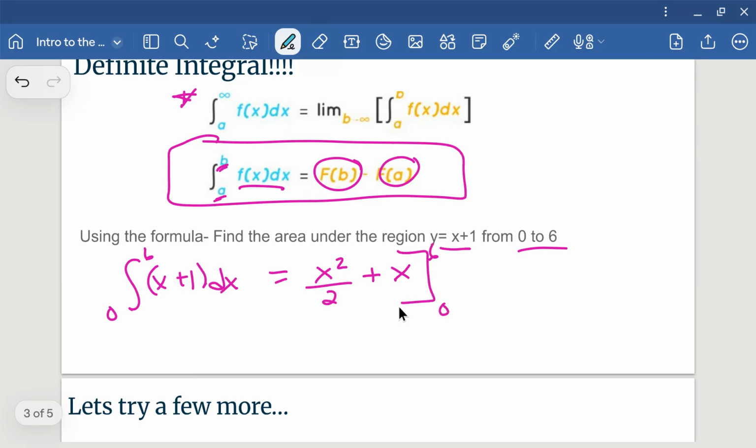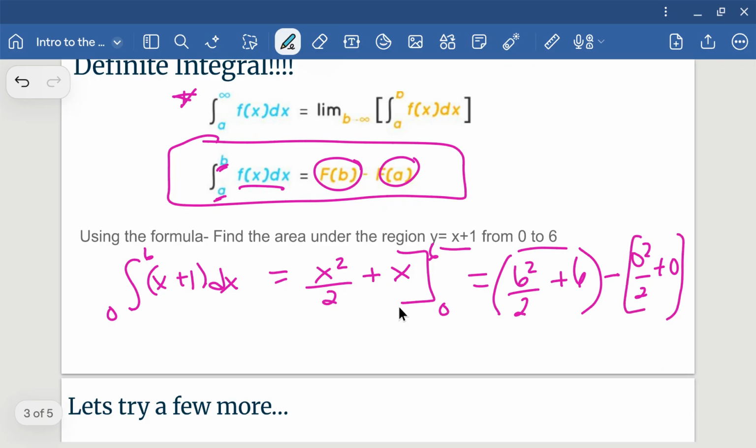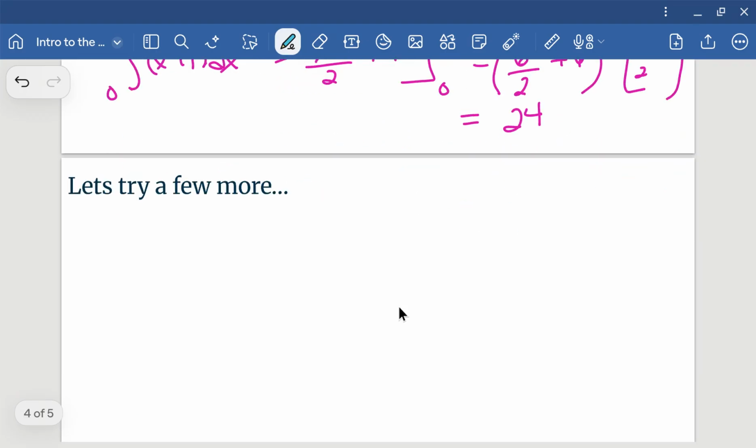Let's plug in the top limit, which is 6: 6 squared divided by 2 plus 6. Then we subtract plugging in 0: 0 squared divided by 2 plus 0. Hopefully we can see that this just equals 0, but I'm just showing the work. Then you plug it all in and you get 24. So it is the same answer as finding the area of the trapezoid. It's just a lot quicker.